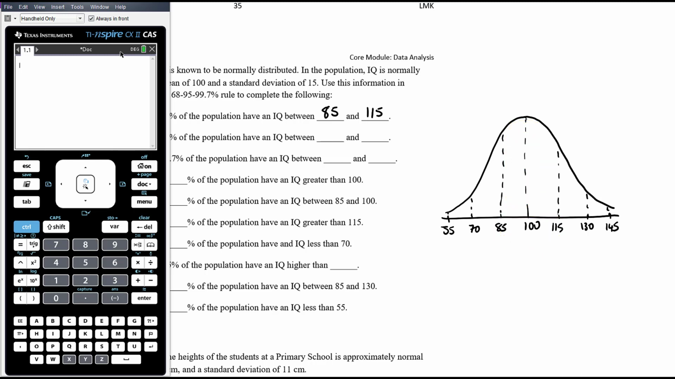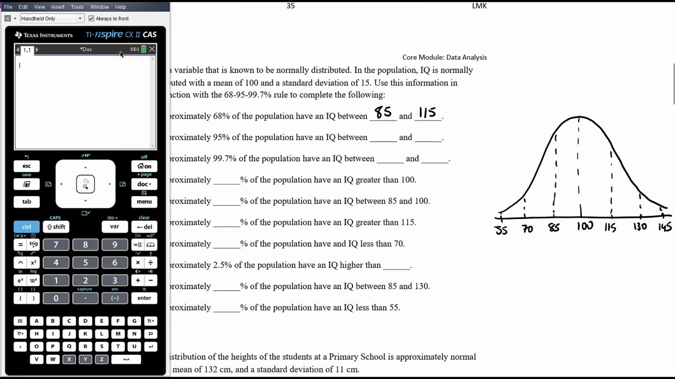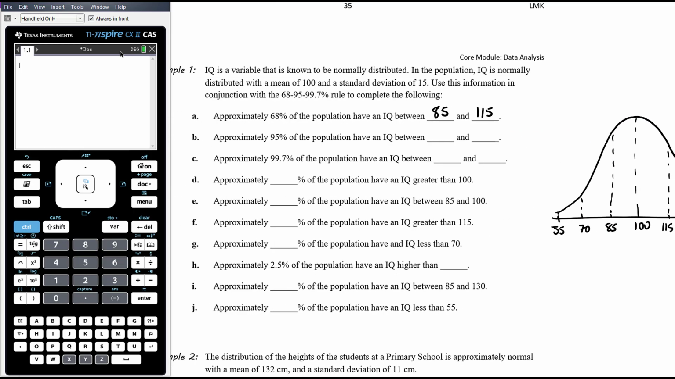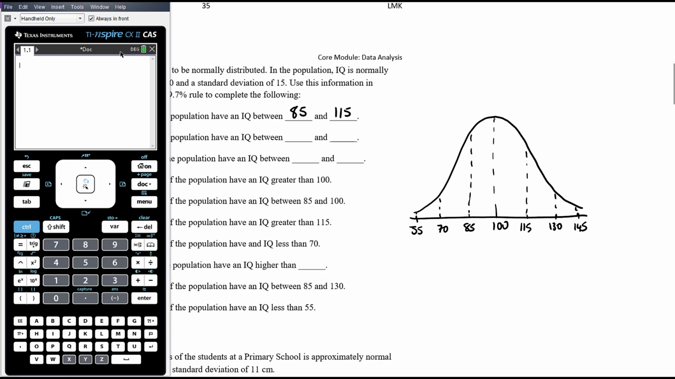The second question is, approximately 95% of the population have an IQ between. Now we know 95% is the figure for within 2 standard deviations of the mean. Okay, so 2 standard deviations below the mean is 70, 2 standard deviations above the mean is 130. Approximately 95% of the population is going to lie with an IQ between 70 and 130.